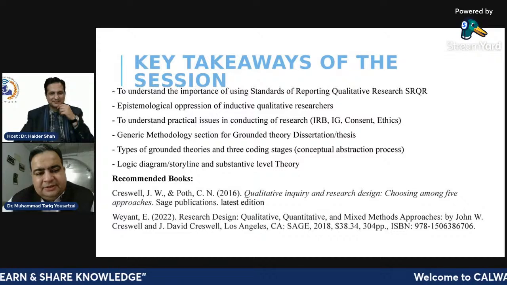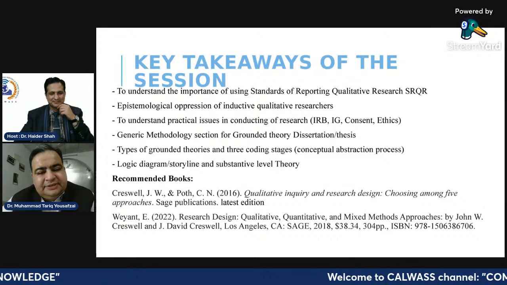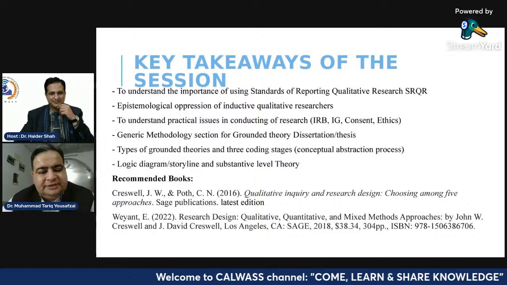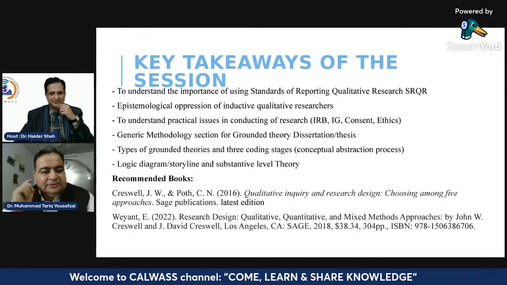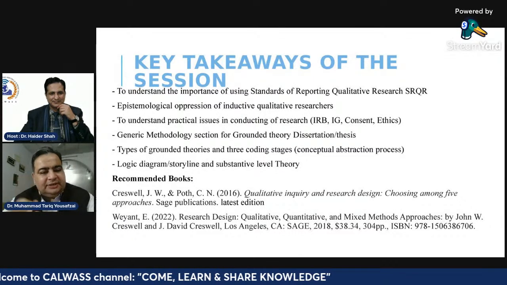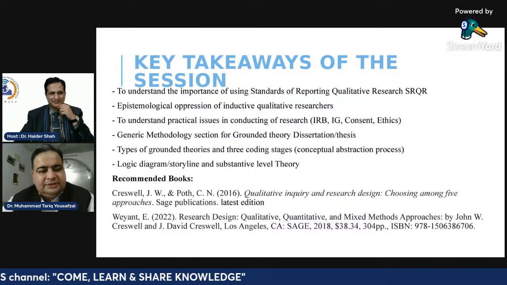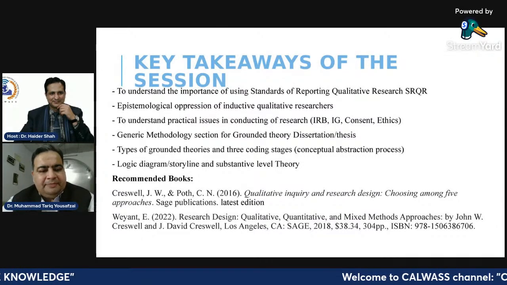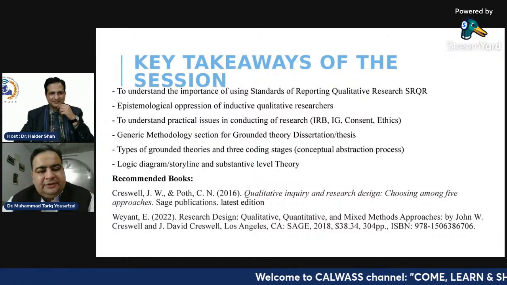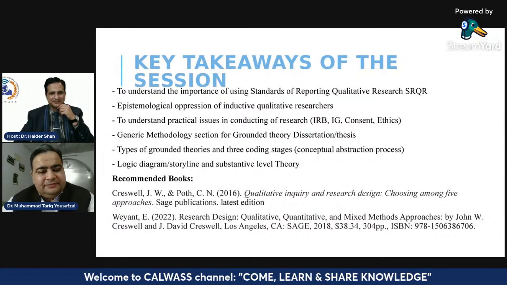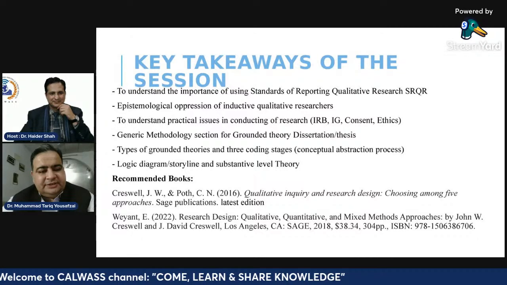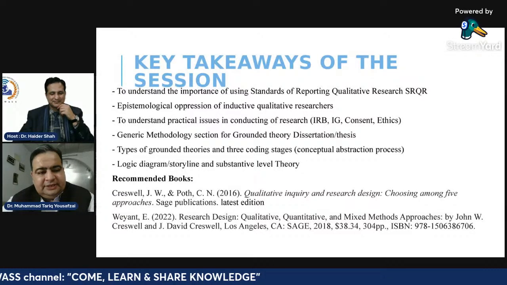Then I will present a generic methodology section of a grounded theory dissertation or thesis. Generic here means journal. You can use it in different variations, but I would like to just give you a roadmap which you can follow and where you can tick the important steps. Four steps are involved, and we will be discussing that towards the end of the lecture.